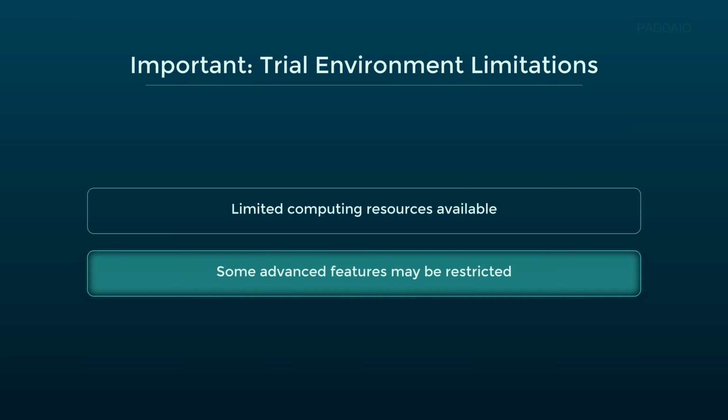Some advanced features may be restricted. This means the trial environment does not include all premium capabilities available in paid subscriptions. For example, you might find data encryption options limited compared to full versions. Remember, these restrictions help keep the trial accessible while showcasing core platform functionality.